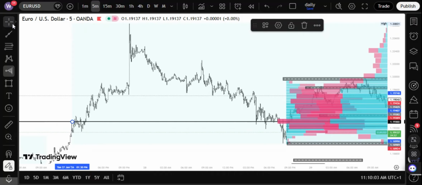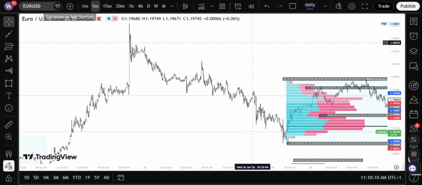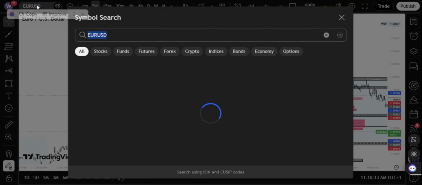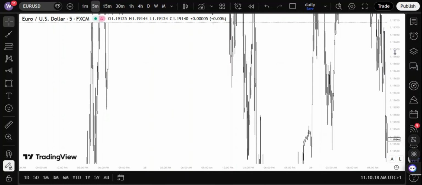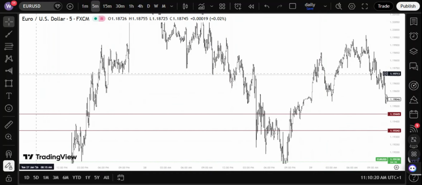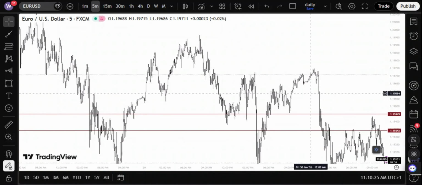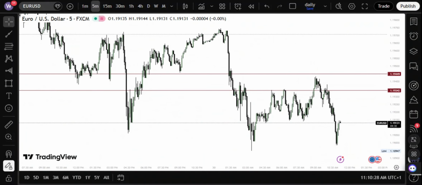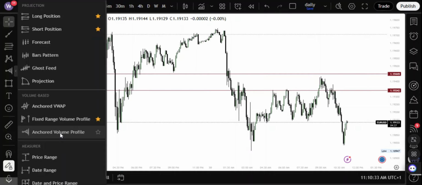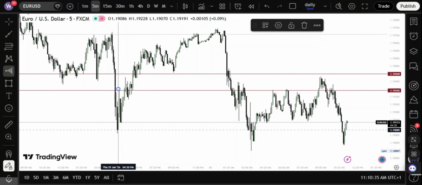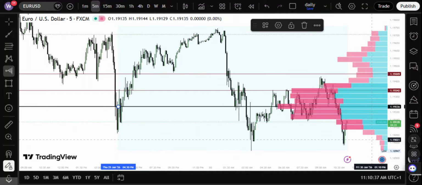Let me take that out. Let's go to a new chart. Right, let's select another pair. Let's take another pair. Let's move this to fx.com, so you can use the anchored volume profile as well. Let's move to the current price action. So you move this and select your anchored volume profile. It works the same way. Just select one zone and highlight all the volume areas.